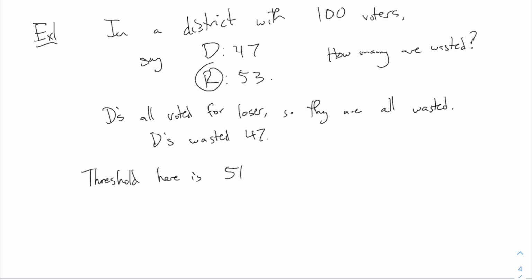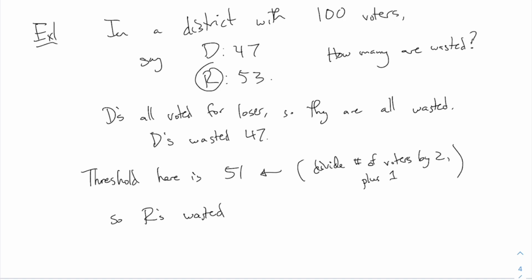So the way you figure this out is you always do something like you divide the number of voters by 2, and then you go plus 1, or maybe you round it up. If the number of voters is odd, you just divide by 2 and round it up. All right, so the threshold is 51, so the R's wasted how many? 2, yeah. They had 2 extra votes.